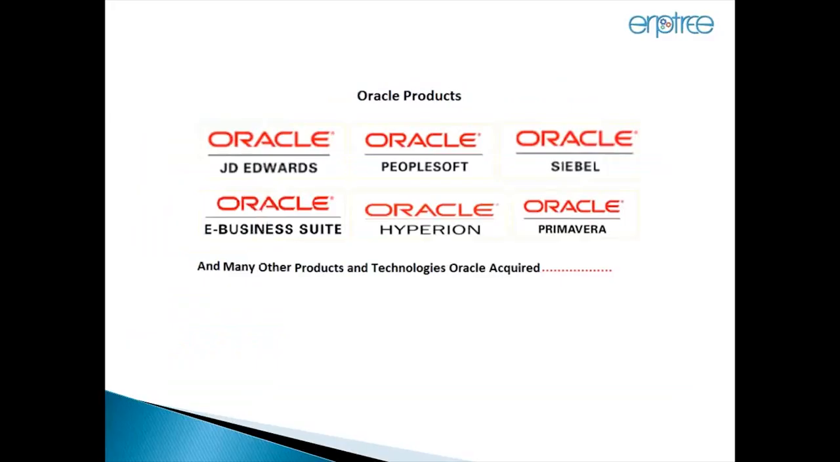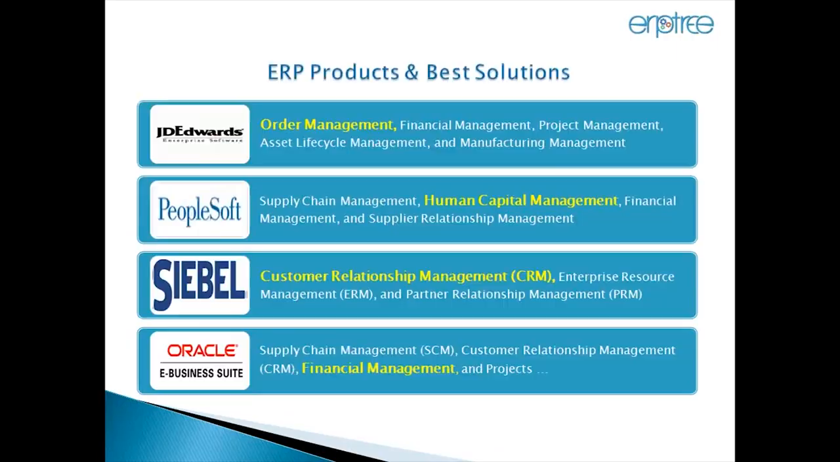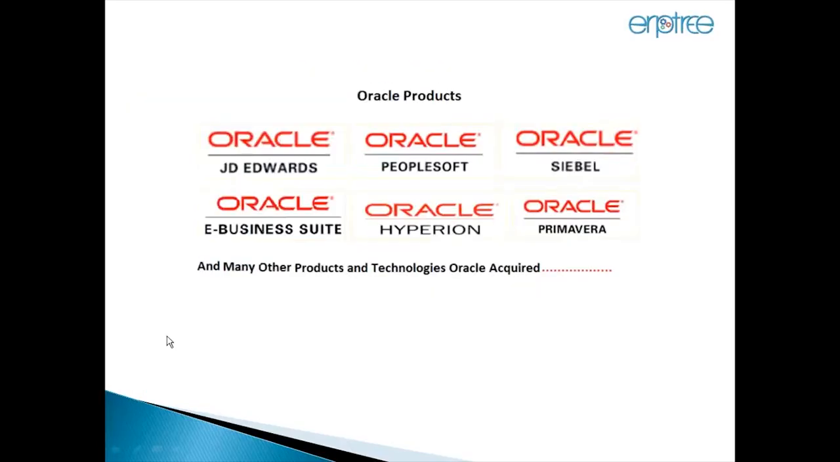Now, when you talk about the current market situation, earlier Oracle owned only one product, that is Oracle EBS, Oracle E-Business Suite. Later Oracle acquired many other ERP products. Oracle acquired JD Edwards, now that is Oracle JD Edwards. Oracle also acquired the PeopleSoft ERP product, now that is Oracle PeopleSoft. In the same way, Oracle acquired Siebel, which we call Oracle Siebel now. And EBS is already owned by Oracle.